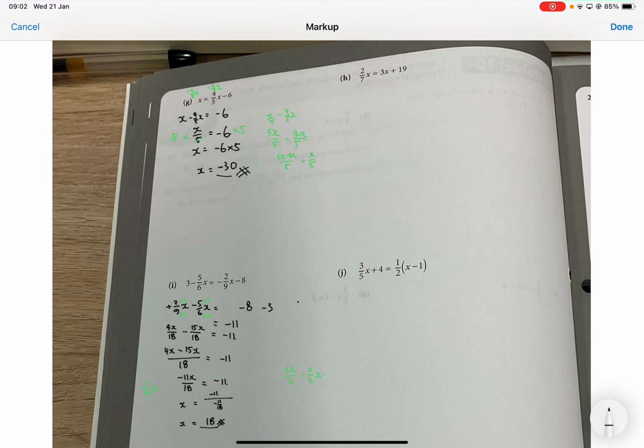Then negative 5, negative 30. Because I times 5 to cancel away this so that I can get back 1x. X is negative. X is positive. Why negative?